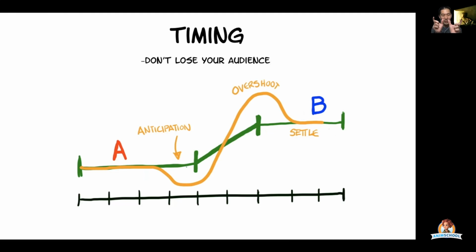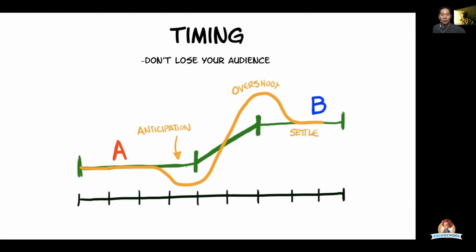Because we are shortening the time that the character has to get from A to B, we need to make sure we add these little things to make it believable for that quick transition. Anticipation, overshoot, and a settle.